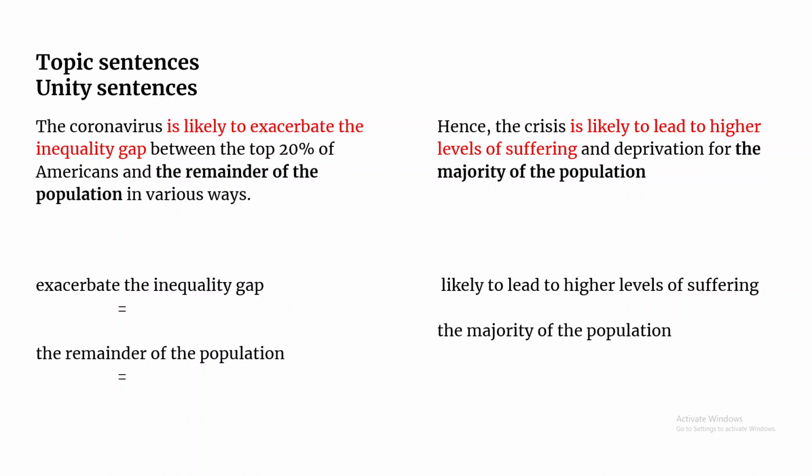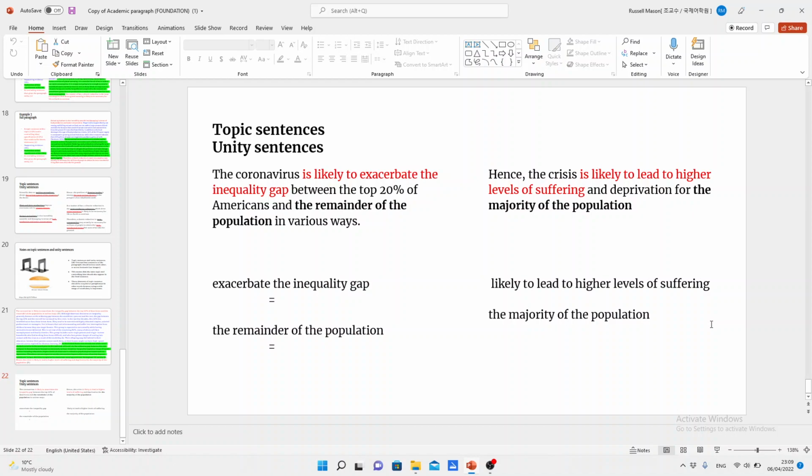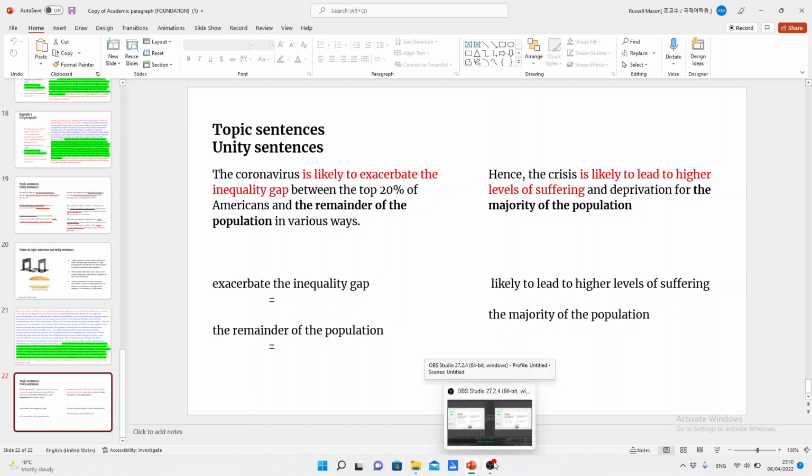So that's the end of my video about how to write academic paragraphs. In particular, we looked at stages 3 and 4. We looked at how to write topic sentences and unity sentences to complete the paragraph.